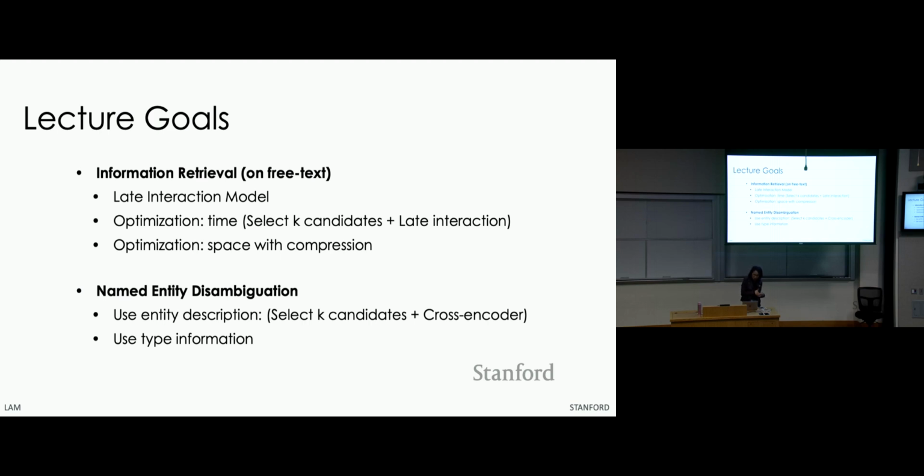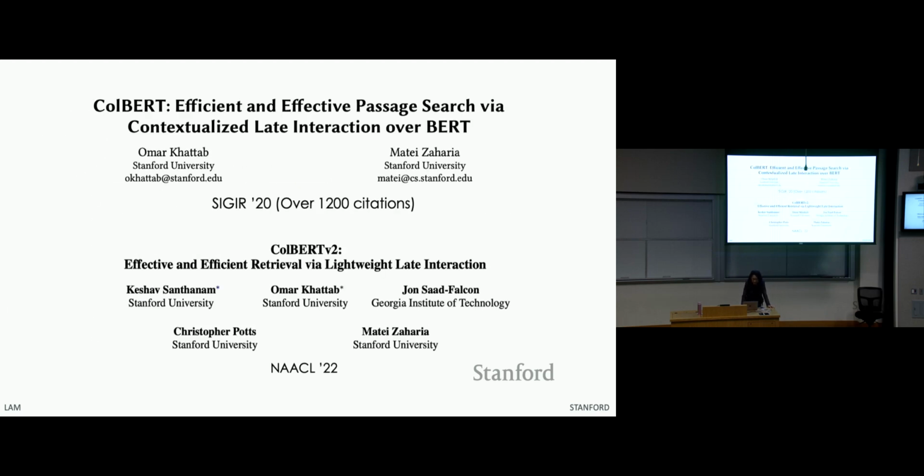With respect to named entity disambiguation, we're going to talk about how we figure out what it is. There are 2 pieces of information that are useful, which is entity description and type information. So those are the topics we're going to go over, and that basically is the outline for this class. So for information retrieval, we're going to talk about 2 very, I would say, seminal papers.